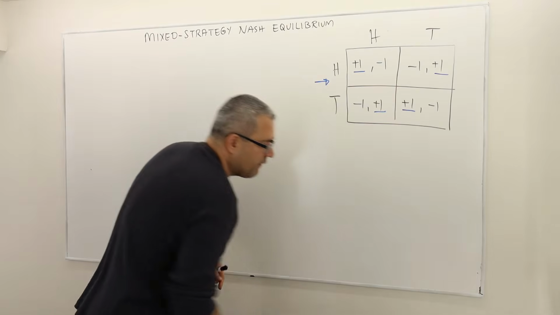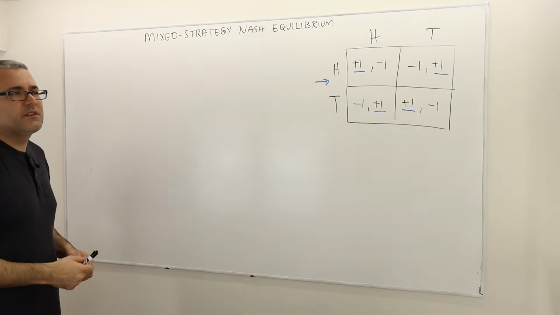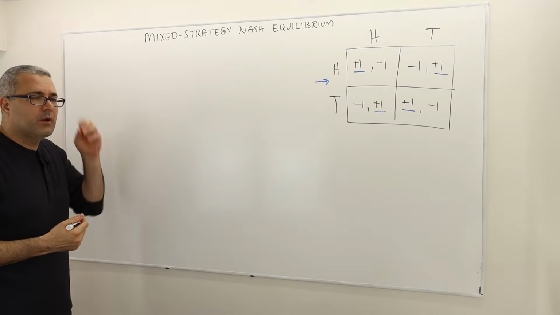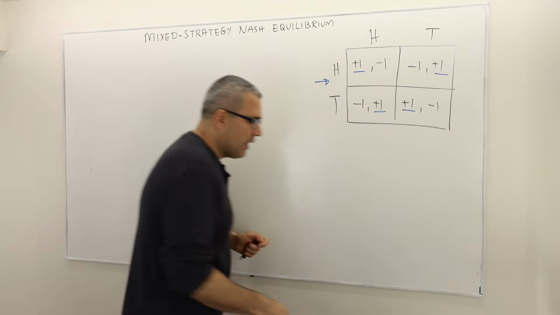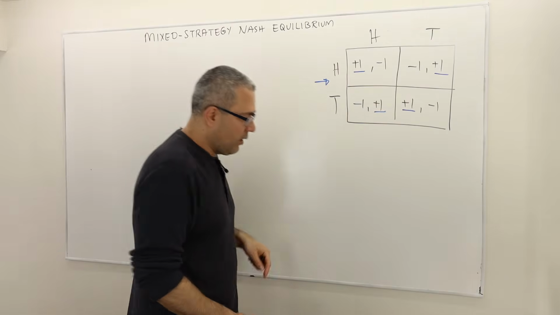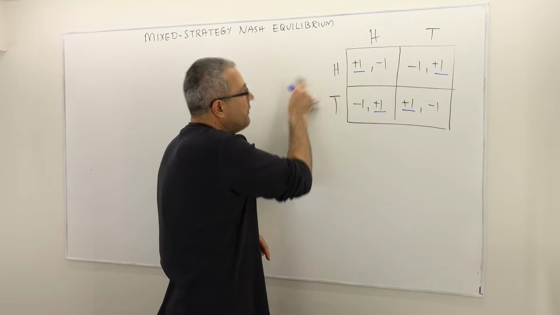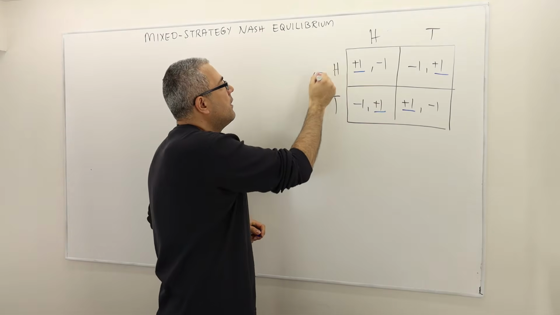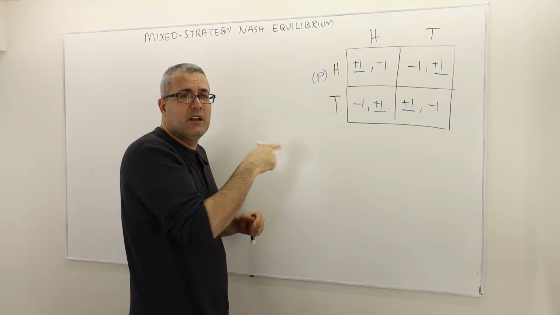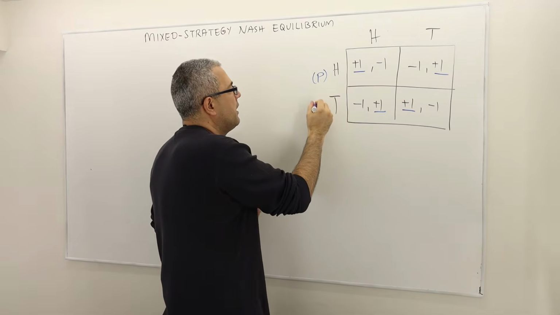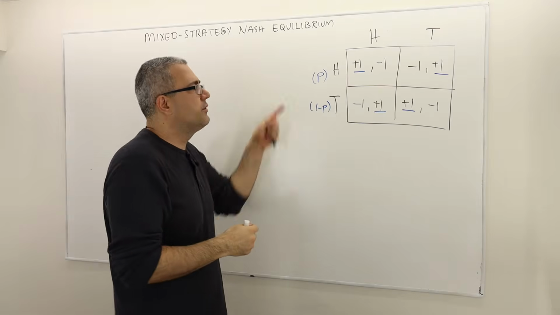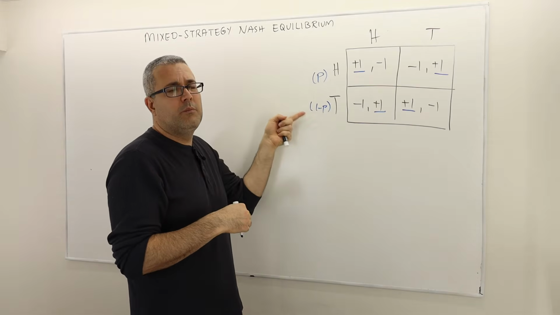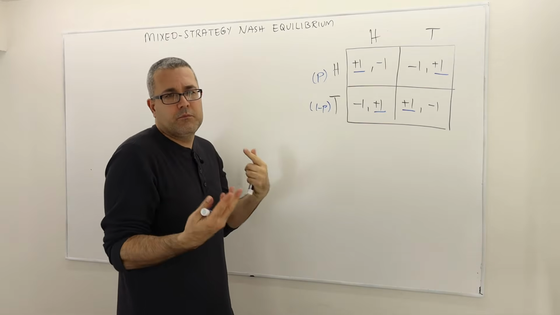So how do we find the Nash equilibrium in mixed strategies? Well, simple. We find the best response of each player. How do we do that? Remember, a strategy for player 1 is going to look something like this: he's going to play head with probability P, and tail with the remaining probability 1 minus P, because there are two strategies. If I had 3 strategies, then I would have P1, P2, 1 minus P1 minus P2, okay?